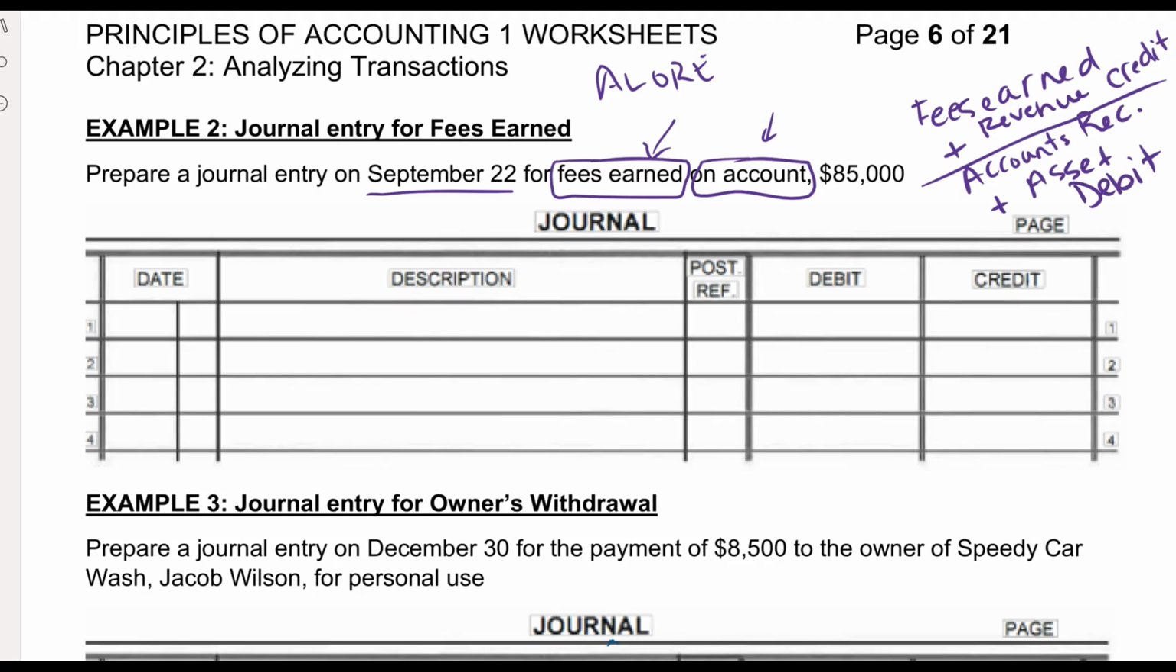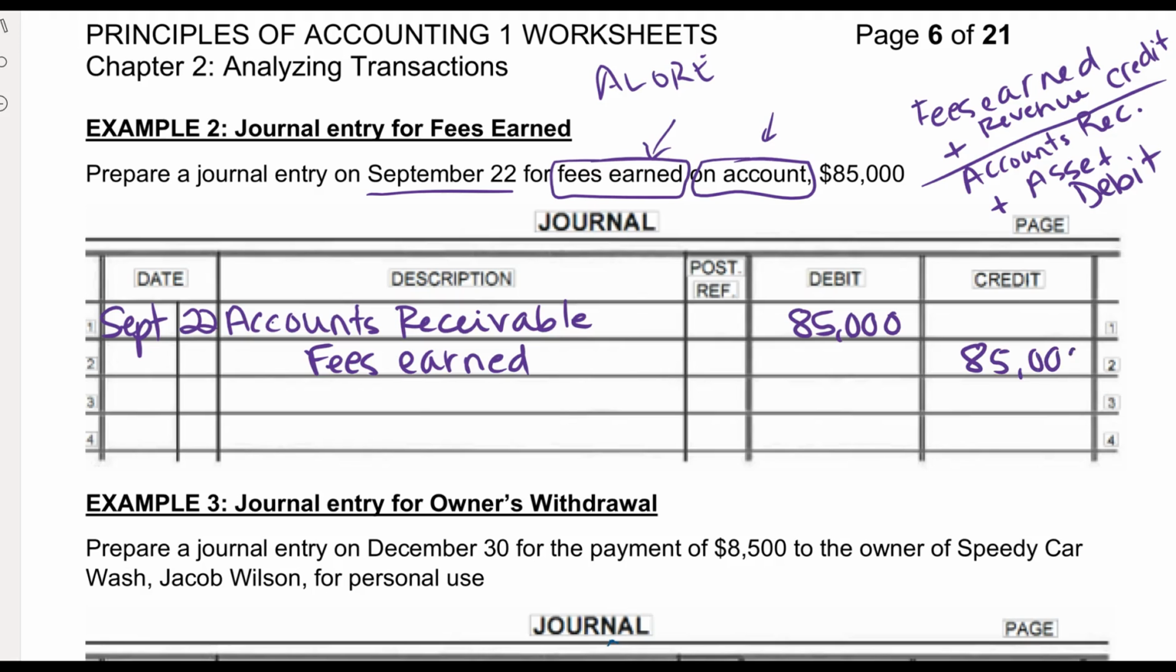So you will put your date, 22nd. And debit account first, which is accounts receivable. We'll debit for $85,000 and we'll credit fees earned.